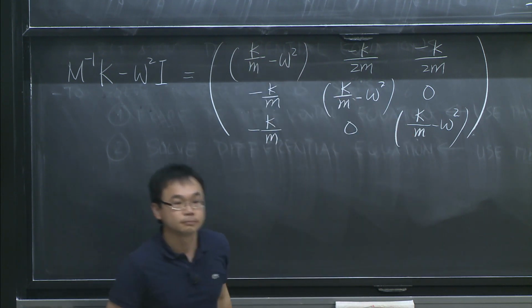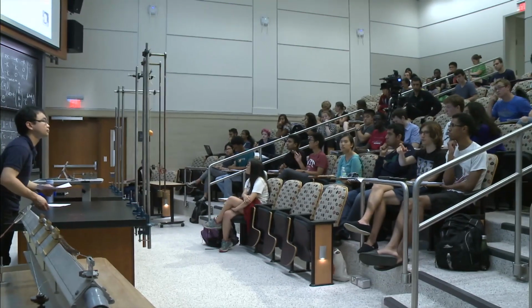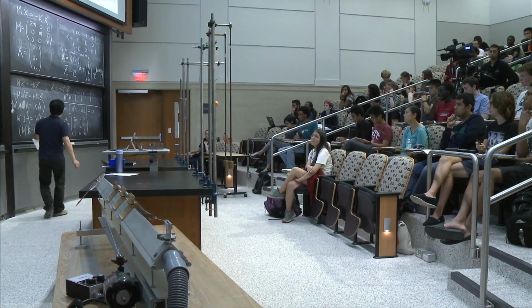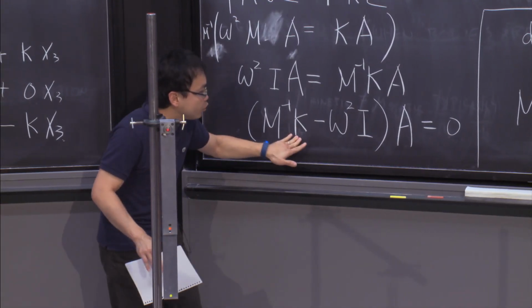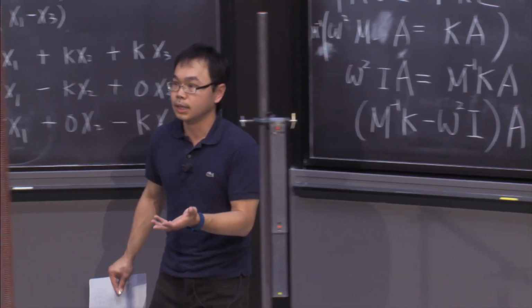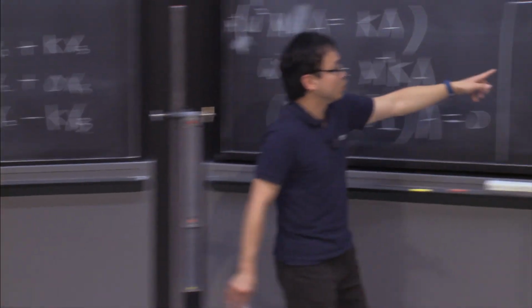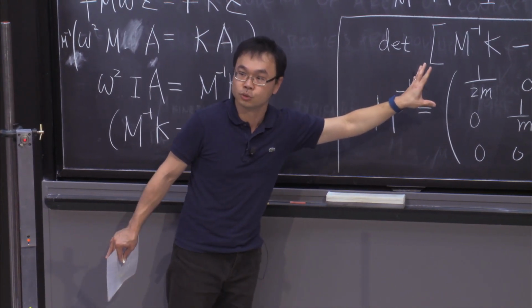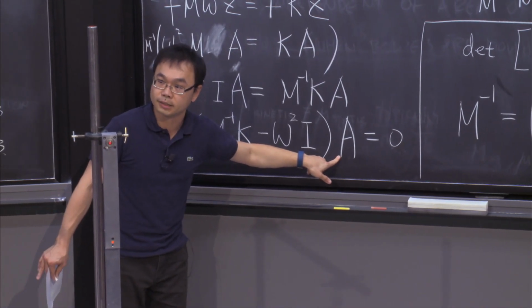Okay? Yes? Why do you have to take the determinant and set it equal to 0 instead of just setting that equal to 0? This is actually a matrix, right? So a matrix times A will be equal to 0. The general condition for that to be satisfied is more general. It's the determinant of this matrix equal to 0, because this is multiplied by some vector A.